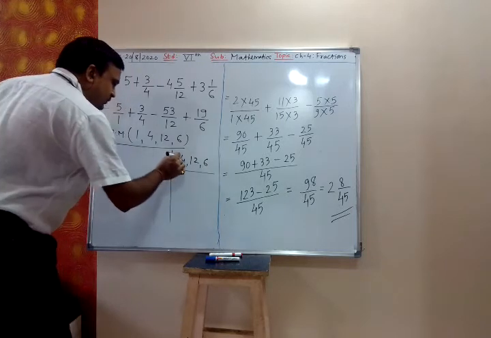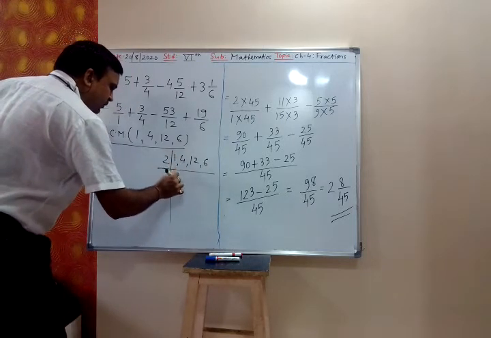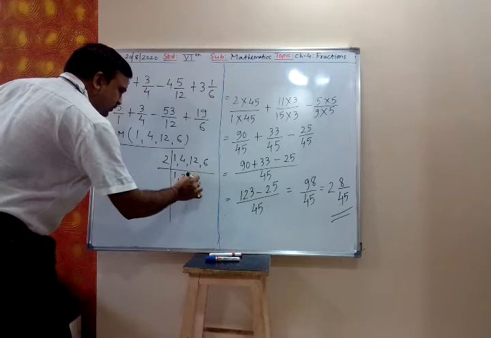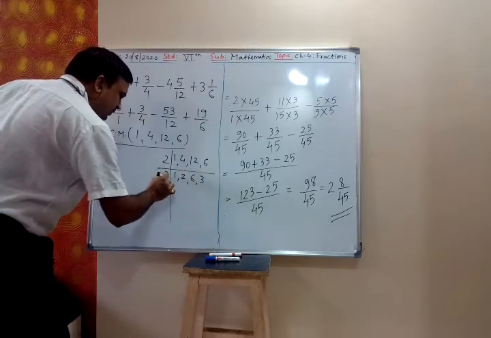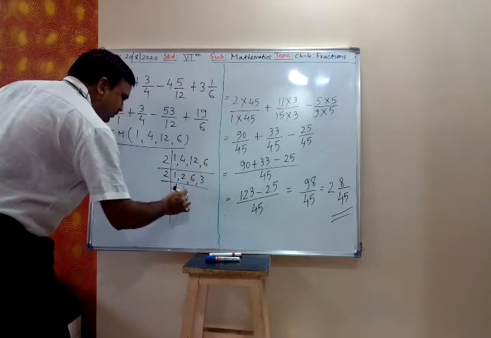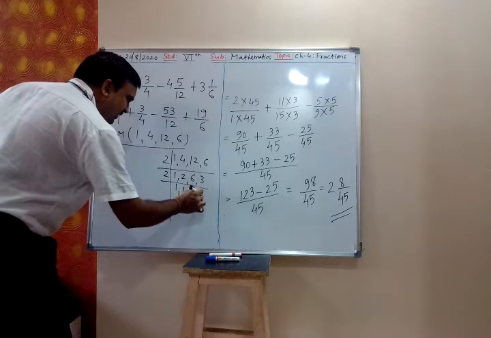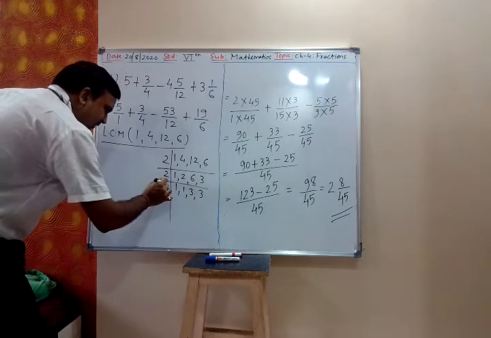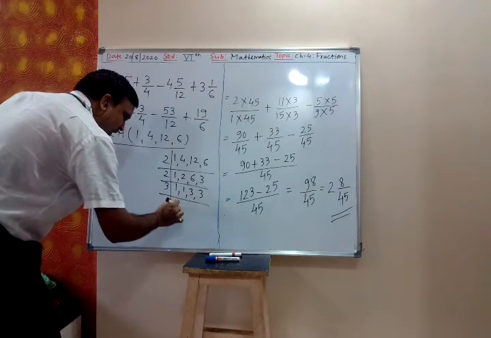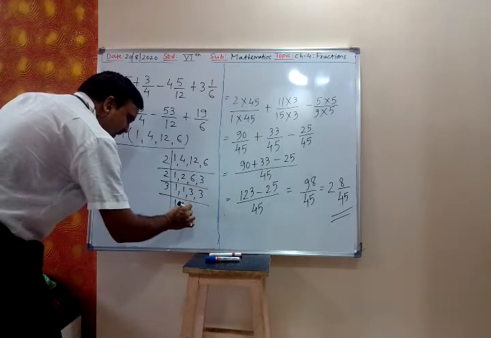1, 4, 12, 6. So 2 2s are 4, 2 6s are 12, 2 3s are 6. Again 2: 2 1s are 2, 2 3s are 6. Again 3, I will write 3 only. Then 3 1 1 1 1.